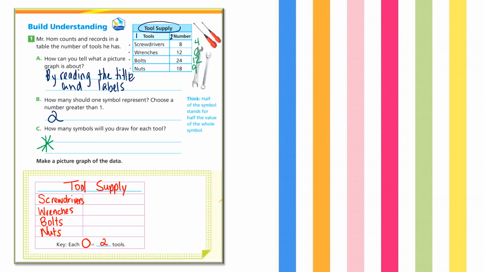So let's go ahead with the screwdrivers. If I have eight screwdrivers and each circle represents two, then I want to draw 1, 2, 3, 4. And just to make sure that we're correct, I'm going to go ahead and do a number 2 in here. So 2, 4, 6, 8. So I'm correct. So now I'm going to go to the rest. Wrenches, I'm going to draw. I have 12 wrenches, so I want to draw 6 circles.